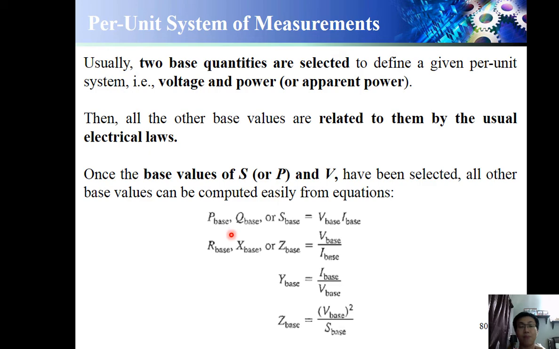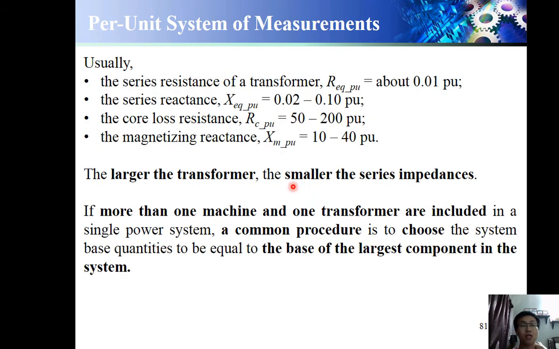Once the base values of S or P and V have been selected, all other base values can be computed easily from the equations. For example, P base, Q base or S base is V base times I base. R base, X base or Z base is V base divided by I base. Then Y base is I base divided by V base. Z base is V squared divided by S base. You see, all come from the same core equations we studied last time: S equals VI, Z equals V over I. Everything is the same.